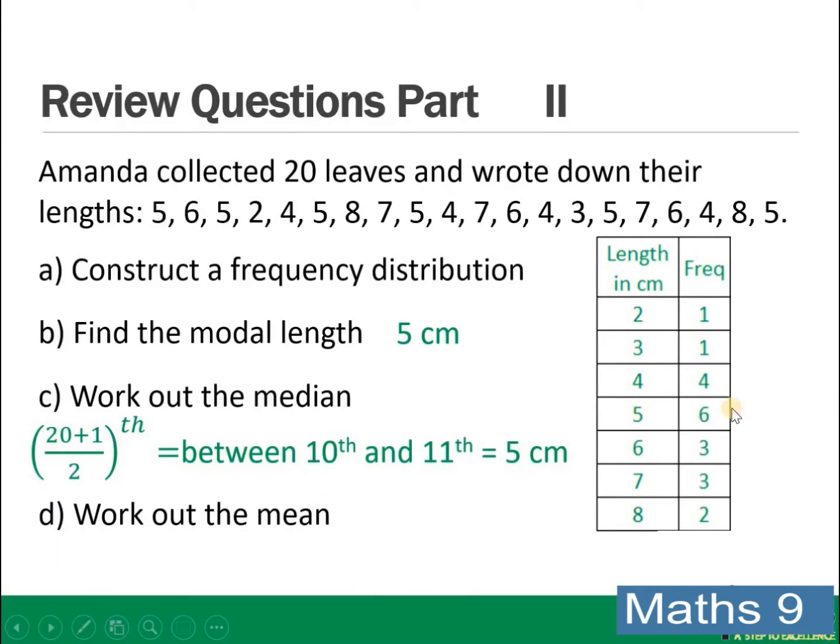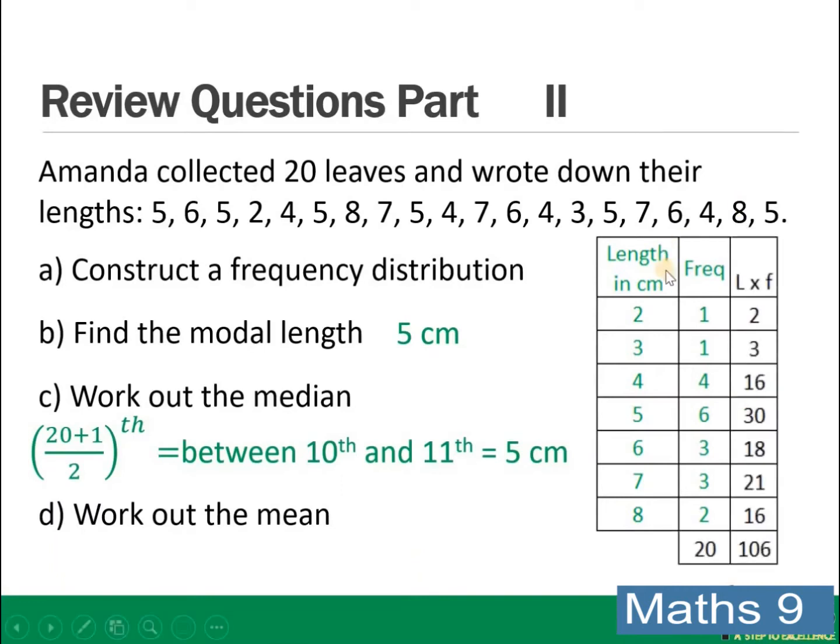For the mean, we need to find out the lengths multiplied by the frequencies, add them all up to get 106, and divide by the total frequency. So 106 divided by 20, which is 5.3 centimeters.